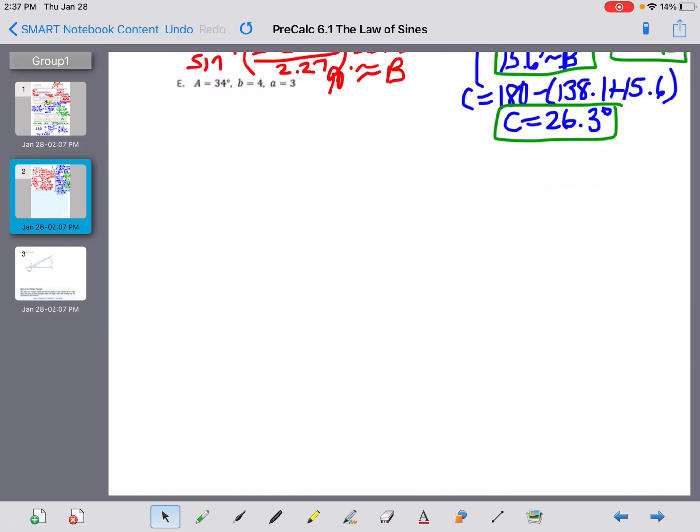More room, right? We hope. I have my A and my B. They were nice enough to give them to me straight up. Okay. I need to solve first for my H. My H is going to be my B, which is 4, times the sine of 34 degrees. So I do 4 times the sine of 34, and I get an H, which is 2.2.